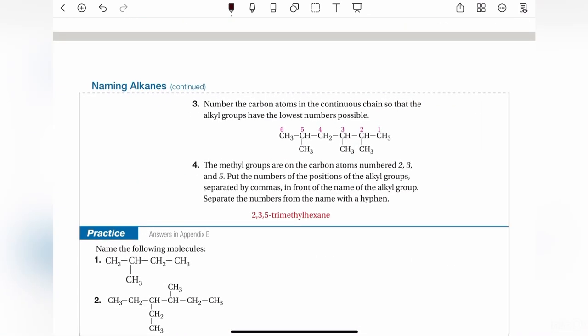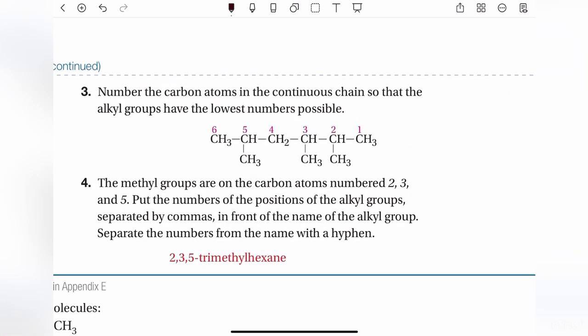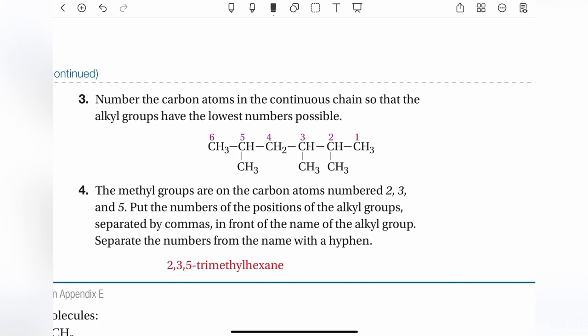The third step is when we number the carbon atoms in the continuous chain so that the alkyl groups have the lowest numbers possible. So here we see that the alkyl groups have numbers 2, 3, and 5, and not 2, 4, and 5, as it would be if we were to number them in the opposite direction.